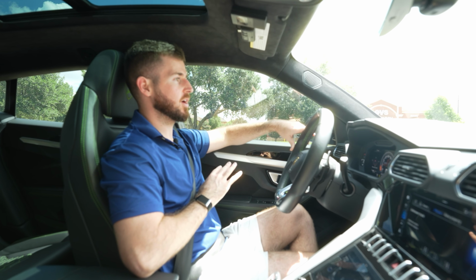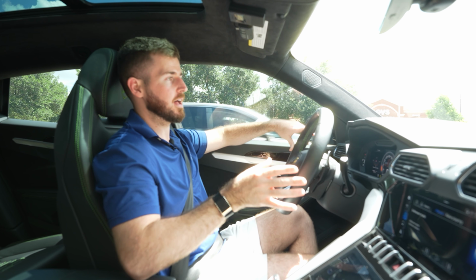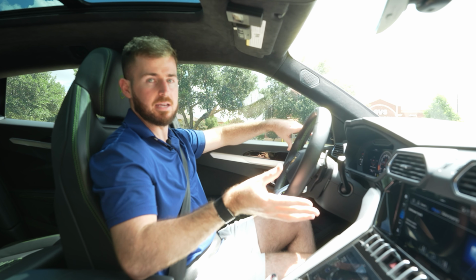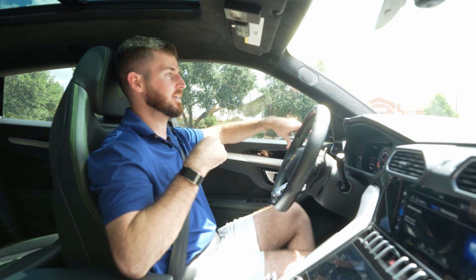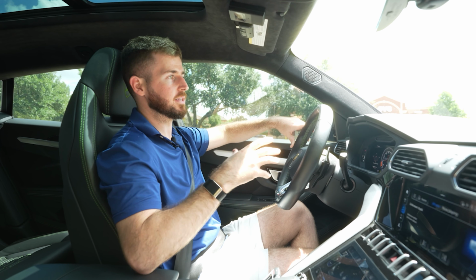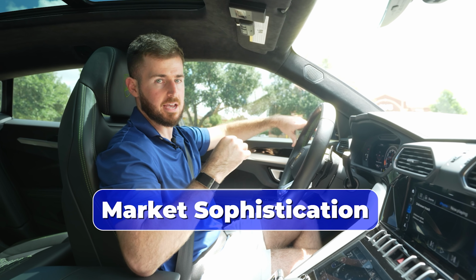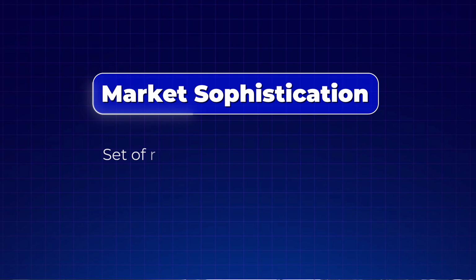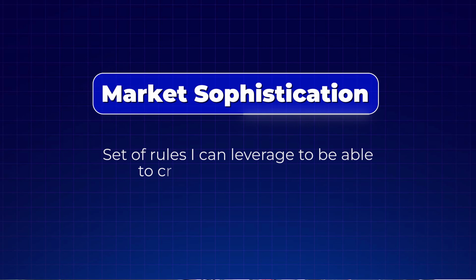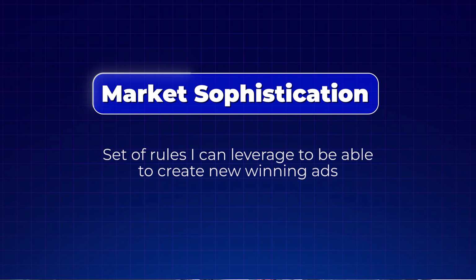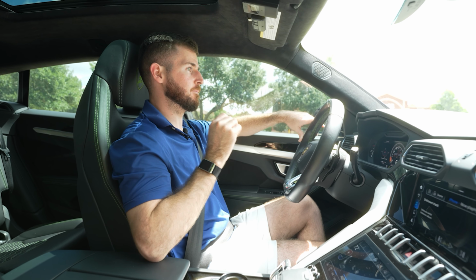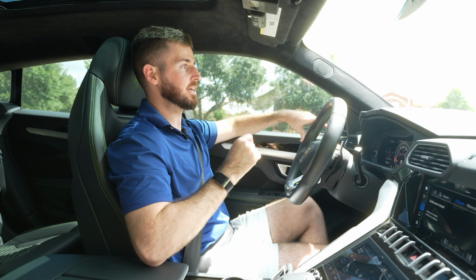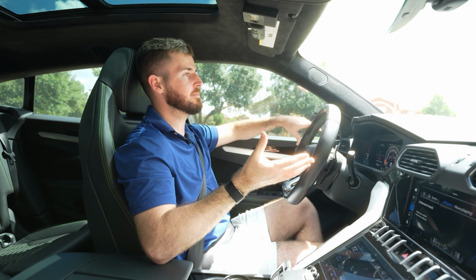Now, I'm not trying to be brain dead like a lot of people and simply copy and repeat. I want to have a systematic approach to it, and this is what I call market sophistication. Market sophistication is a set of rules I can leverage to create new winning ads. Again, after studying thousands of ads, the people that apply these have a substantially better hit rate. For me, market sophistication has 5 stages.